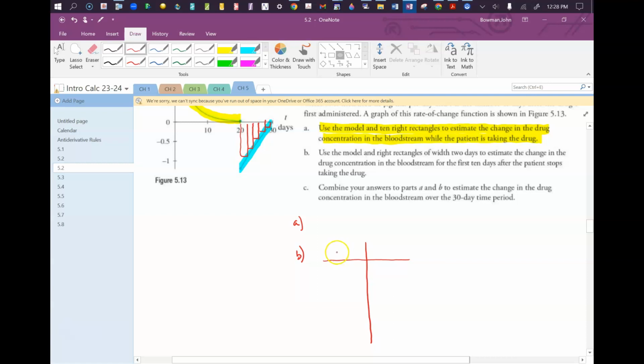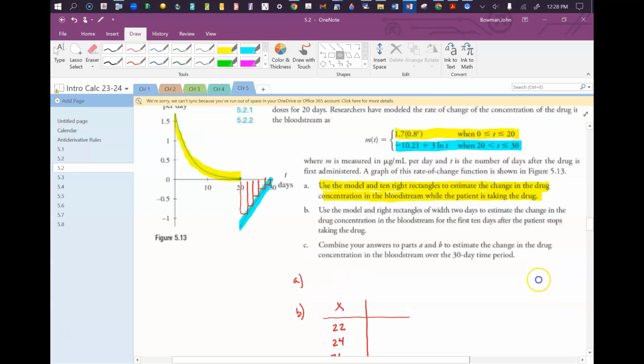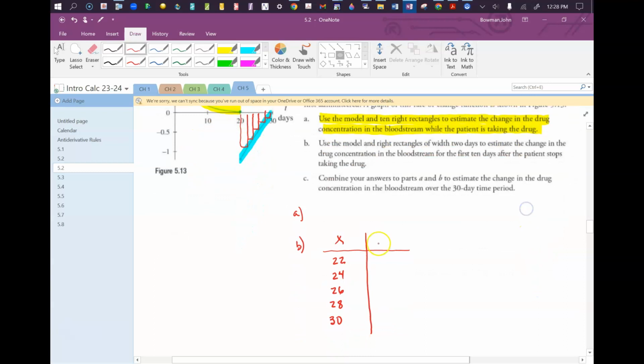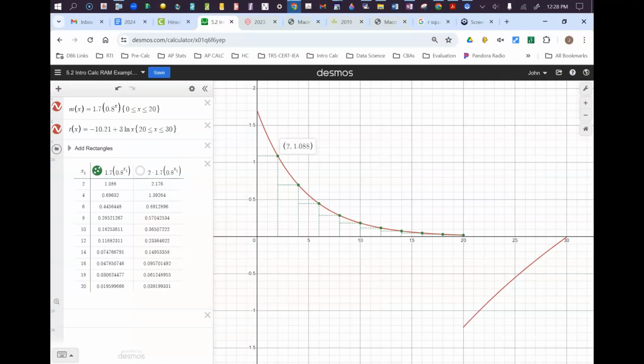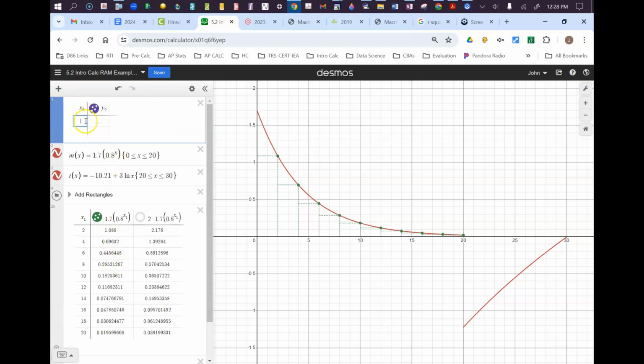So we're going to use x values of 22, 24, 26, 28, and 30. And then we are going to find the heights using m of x for those values. And that is the blue function. So we could easily jump back over to Desmos, and let's do that. We'll create another table. I'm not going to draw the rectangles here because that's actually a little bit harder than you would expect. So we're going to add a table here, and in our table, x2 is going to be 22.